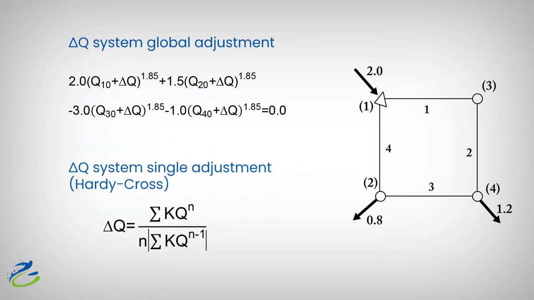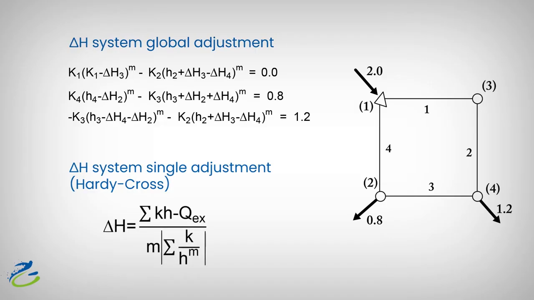Here we can use the delta Q system where we write only 1 loop equation in terms of delta Q. Because there is only 1 loop, the solution is called Hardy Cross single adjustment. Here we have 3 continuity equations in terms of 3 different variables, delta H2, delta H3, and delta H4. We can use Hardy Cross again to solve for delta H single adjustment and for each node. But it's better to solve the system of 3 equations which are nonlinear.